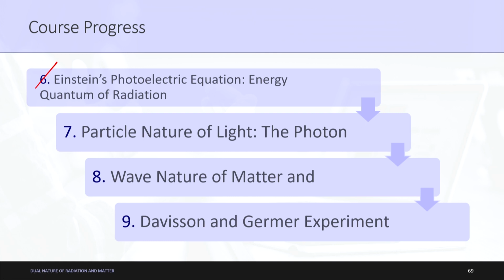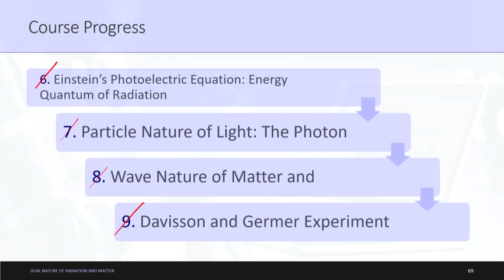Then moving on to the particle nature of light, that is, what is a photon, and the wave nature of matter, as in I need to explain to you why we cannot find out the values of, let us say, two different properties of the material alone, and then finally there will be the Davisson and Germer experiment. That will be the end of your complete chapter.